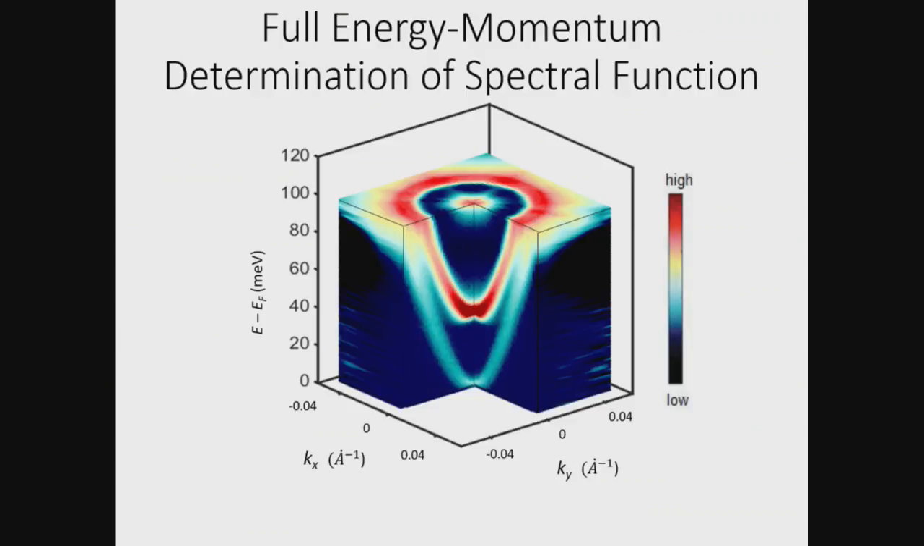Oh, I can explain. Basically, the subbands have different wave functions. The next subband wave function penetrates more into the barrier, so that the tunneling matrix element is much stronger for the next subband. Sounds good. Are there any other questions?